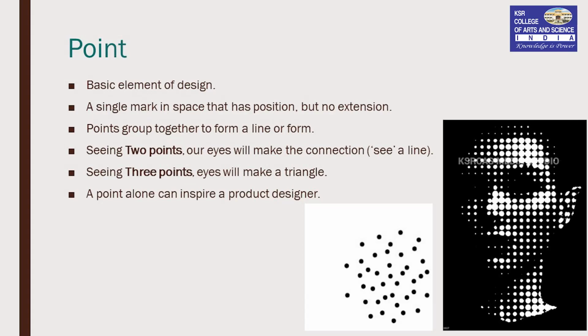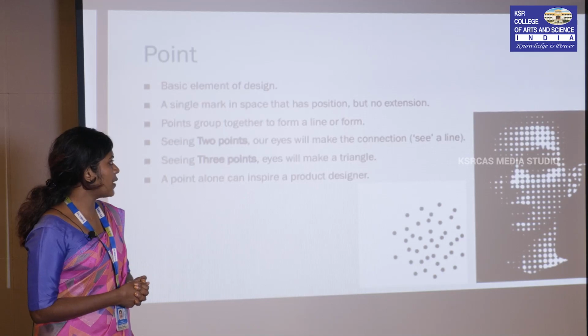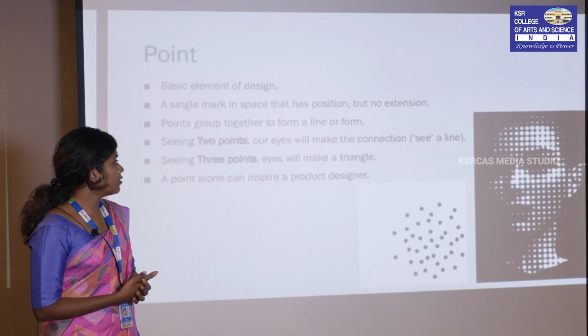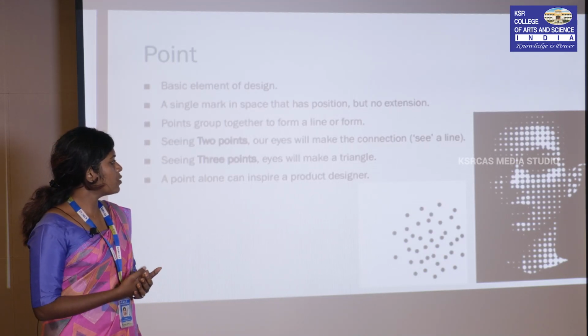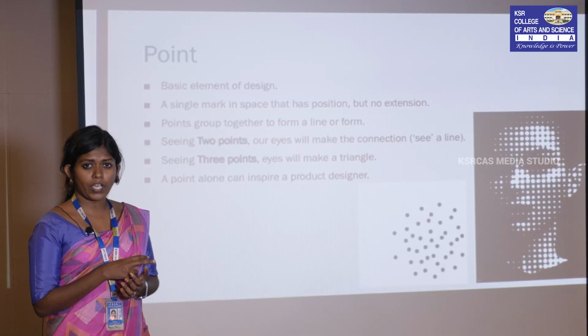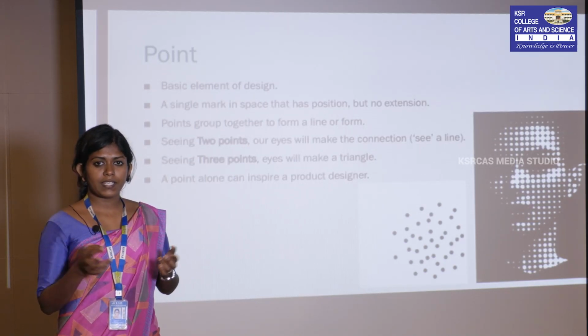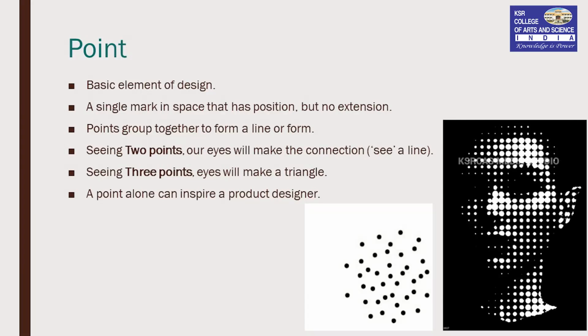First, point. Point is a basic element of design, a single mark in space that has position but no extension. Points group together to form a line or form. Seeing two points, our eyes will make a connection. When we see 2 points, they will automatically connect to form a line. Seeing 3 points, our eyes will make a triangle.